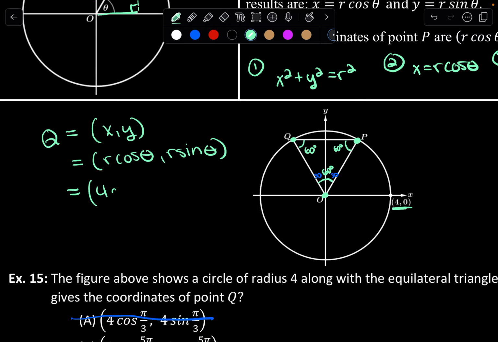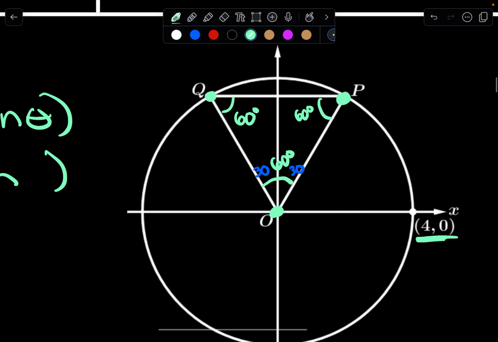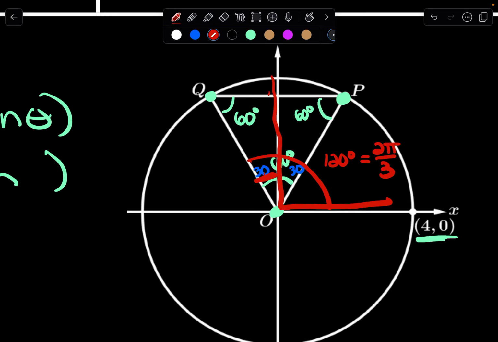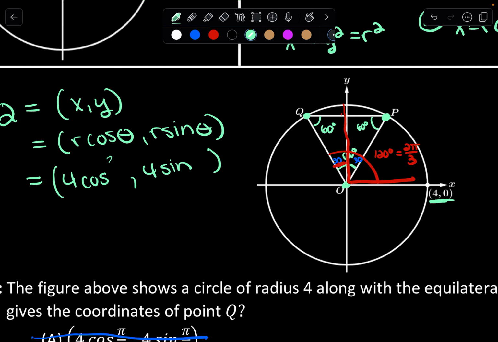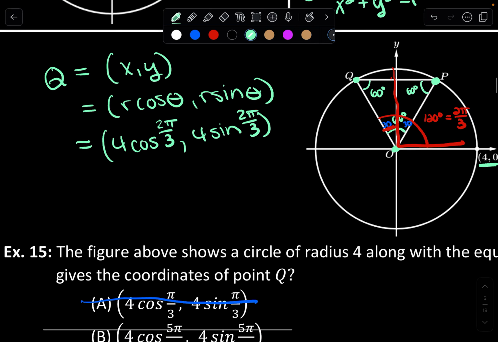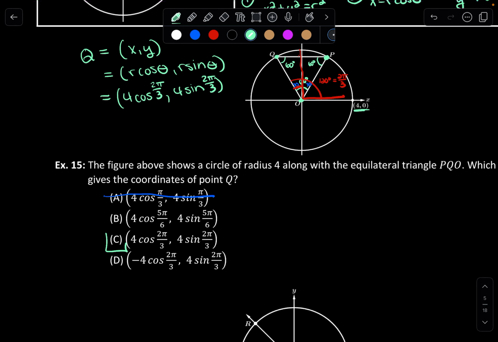So for both of these, I can at least do r cosine of some angle and then r sine of some angle. Now that angle, if I look at this, I have 90 degrees and then I have plus 30. So 90 plus 30 will be 120 degrees, which is also going to be 2 pi over 3 because we are in radians, okay? So that means I'll have 4 cosine 2 pi over 3 and 4 sine of 2 pi over 3. So if I look down here, that will be C.